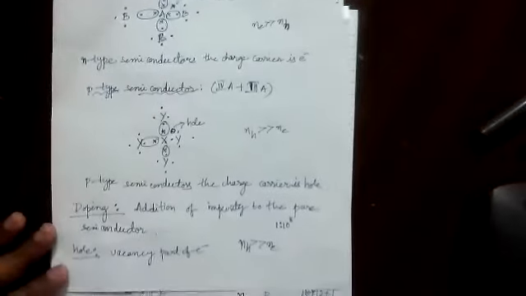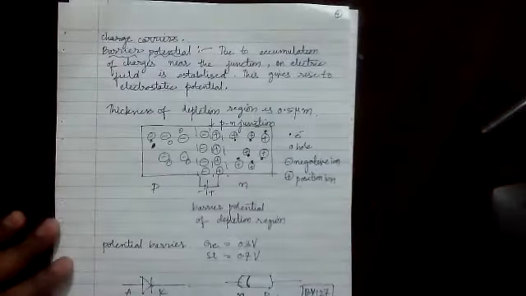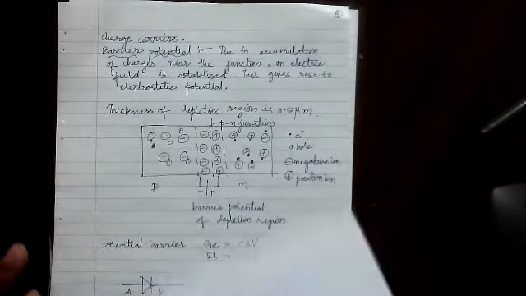Next, what is a hole? A vacancy of an electron is said to be a hole. Understood? Next one. Is it clear?